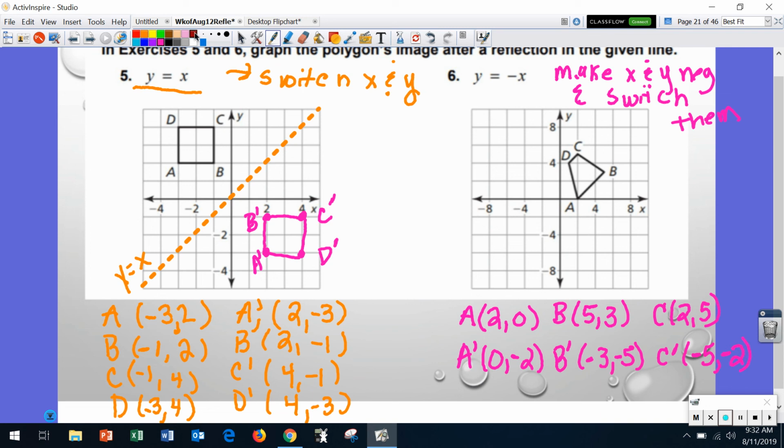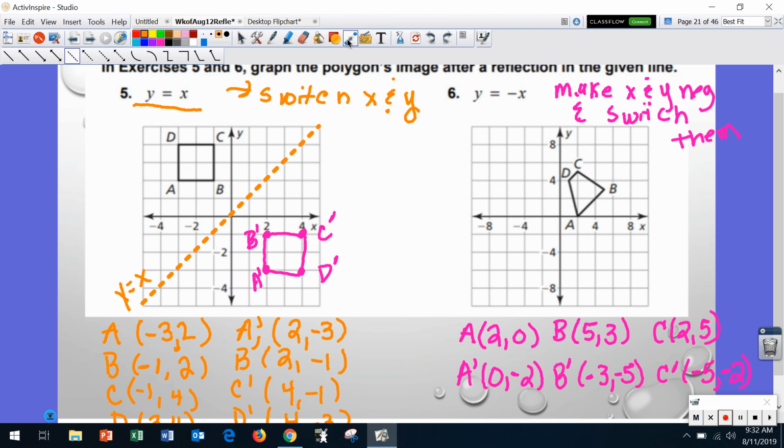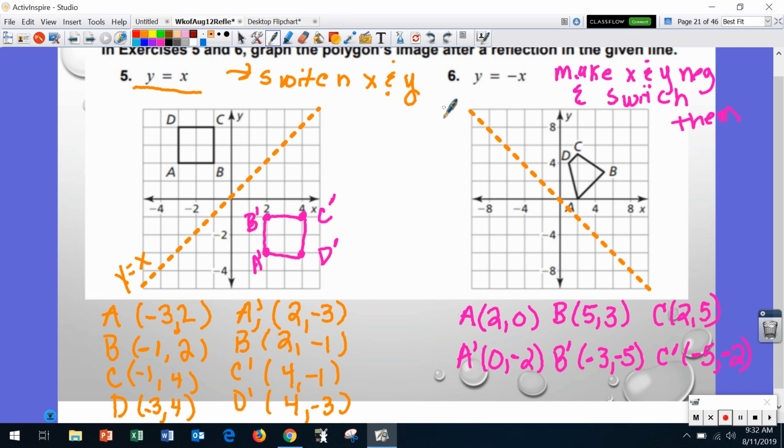And I'm going to do them in this dark color. Now let me show you what the line Y equals -X looks like. So at least you know what that looks like on the coordinate plane. Here's the line Y equals -X. It just falls the other way. And I'm going to go ahead and plot my images.